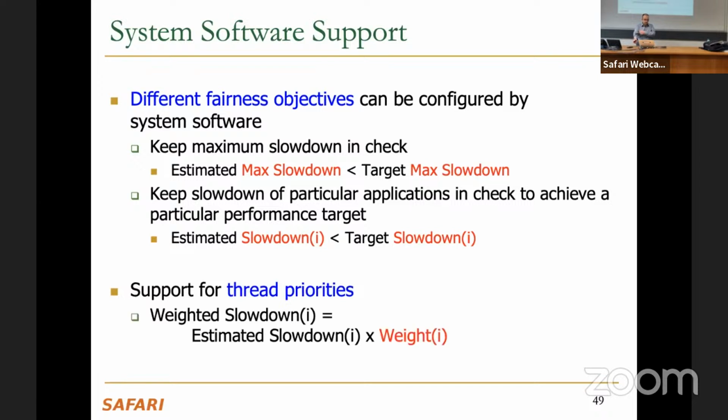And for the support for thread priorities, we need this weighted slowdown that you calculate. If you also want to take into account thread priorities, you can do weighted slowdown. So each slowdown can be multiplied by the weight of that application. With that technique, if you have different applications with different priorities, this metric can probably be more useful for you.